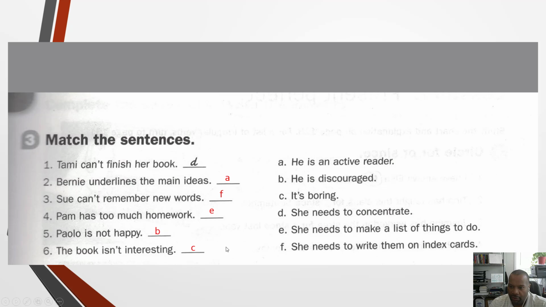All right, so hopefully you took some time and you got those correct. If not, let me know and we can talk about it. All right. You might have said Sue can't remember new words because it's boring, right? We can talk about why that might work or might not work. All right. Pam has too much homework. You might have said she needs to concentrate. That might work too, right? So we can talk about that. Some things work, some things don't. Okay, let's move on.